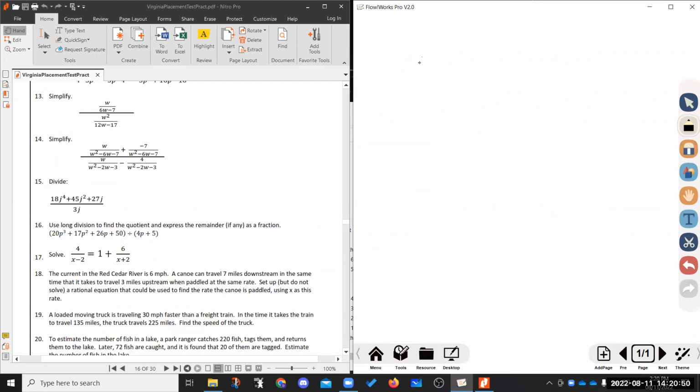Now we're going to solve the equation 4 over x minus 2 is equal to 1 plus 6 over x plus 2. Let's multiply everything here by the LCD. We're going to take note that x cannot have an answer of negative 2 or 2 because that would have made my denominator 0. So we're going to note the domain before we start off and change the problem. But I'm going to multiply everything by x plus 2, x minus 2.